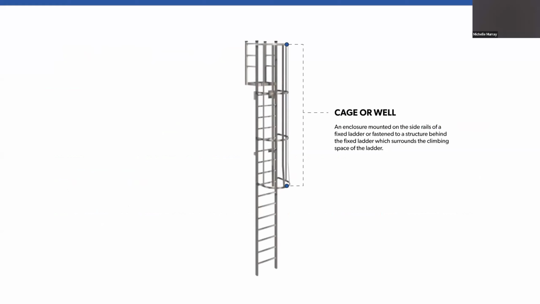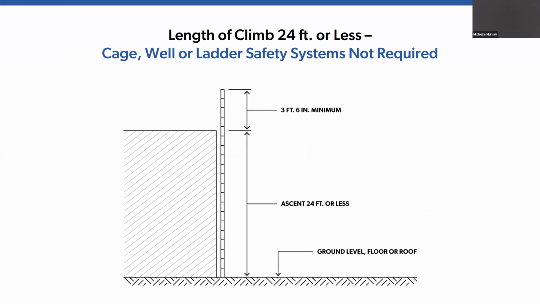So a cage or a well is an enclosure mounted on the side rails of a fixed ladder or fastened to a structure behind the ladder, which surrounds the climbing space. You're looking at a picture or a graph of a length of climb of 24 feet or less, where a cage, well, or ladder safety system is not required.